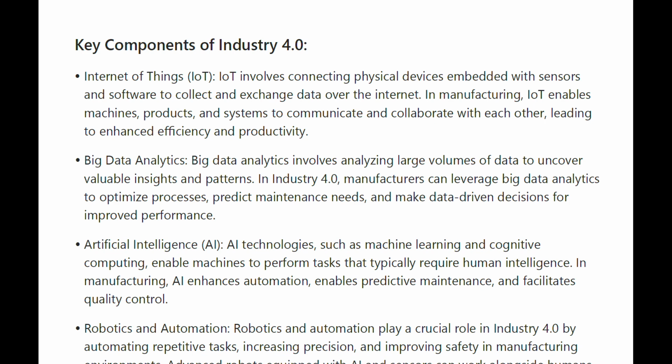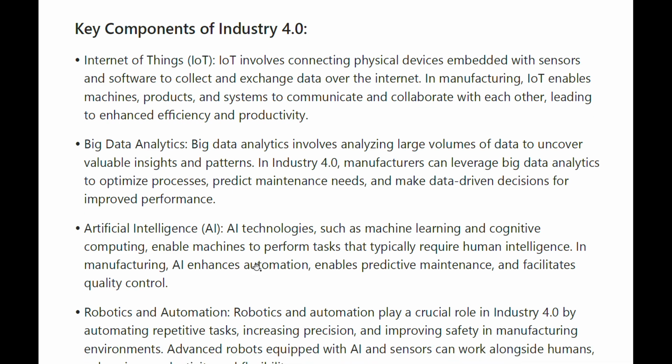Big data analytics involves large volumes of data to uncover insights and patterns in the industry. So Industrial 4.0 can leverage big data analytics to optimize processes, predict maintenance needs, and make data-driven decisions for improved performance. Artificial intelligence, such as machine learning and cognitive programming, handles tasks that require human intelligence in manufacturing. It enhances automation, predictive maintenance and facilities control.